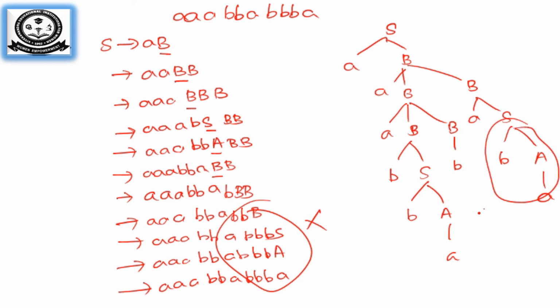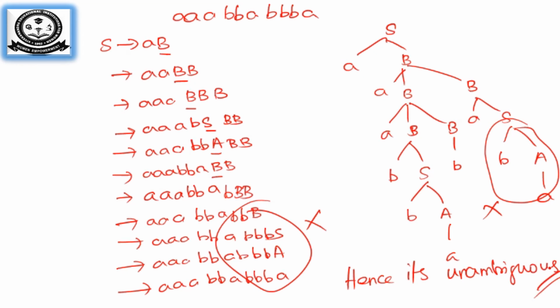So we don't have this. So hence it is unambiguous. Yes, unambiguous. Why is it unambiguous? We are not able to derive it in any other form. Only one form is available. That's why it is unambiguous.